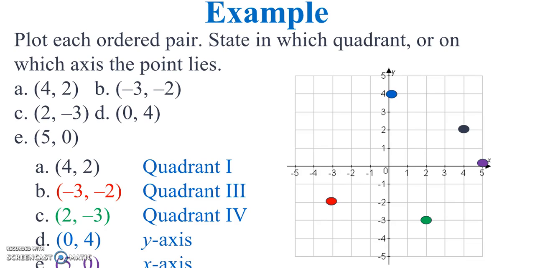Okay, those are easy. Quadrant 4 is a positive x and a negative y. So my green one is in quadrant 4, and anytime you have that positive x and a negative y, you will be in quadrant 4. And then here are examples of the y- and x-axis. So the 0, 4 and 5, 0 are on the axes. So just be aware of which one you're on. If you have moved left or right, you're on the x. If you moved up or down, you're on the y.